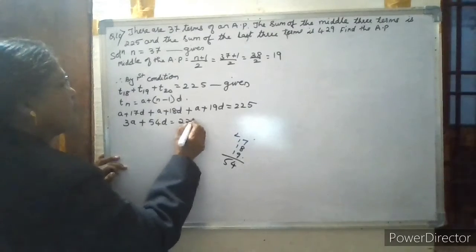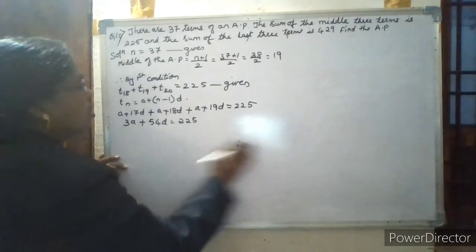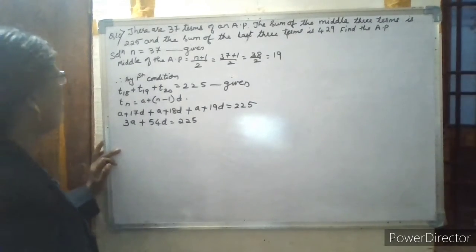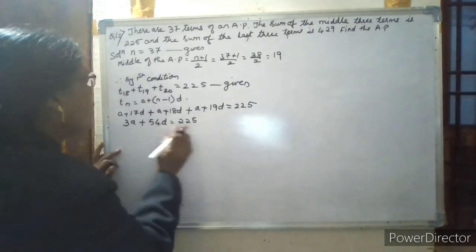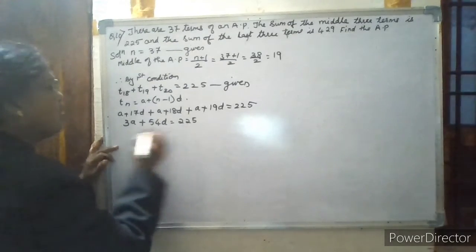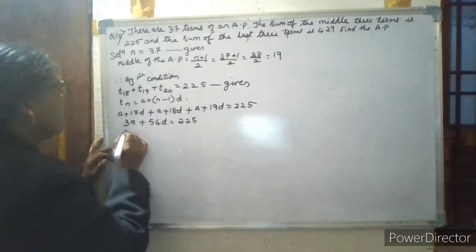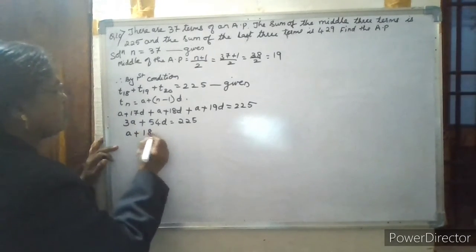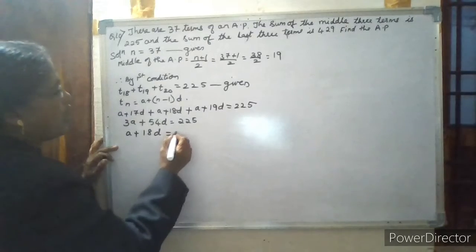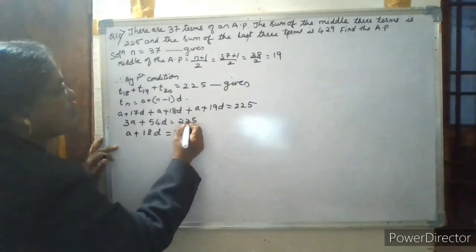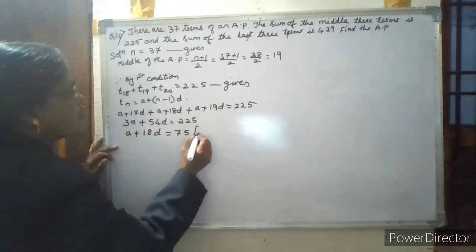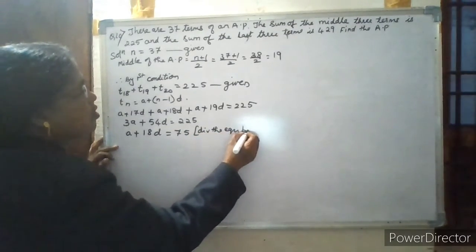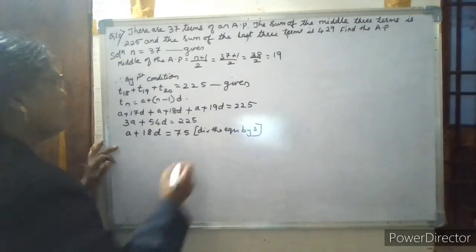Now we have got this as a linear equation in two variables. So let us keep it in this form, or we can divide the equation by 3. So it will be a + 18d = 75, since 3 × 25 = 75. So this is by dividing the equation by 3. We got it in this form. Let us take this as equation 1.